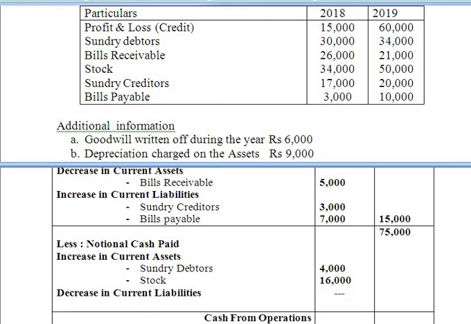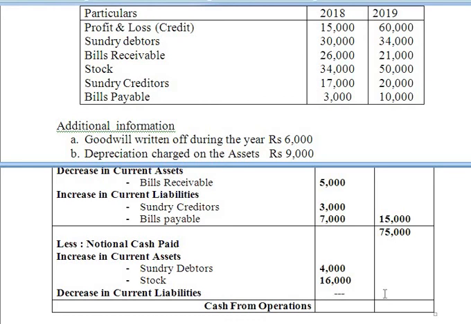Make the total of the inner column and take it in the outer column. So how much? 4,000 plus 16,000 is 20,000. Deduct this 20,000 from 75,000, balance will be 55,000. So this 55,000 is cash from operations. I hope you understood the calculation.